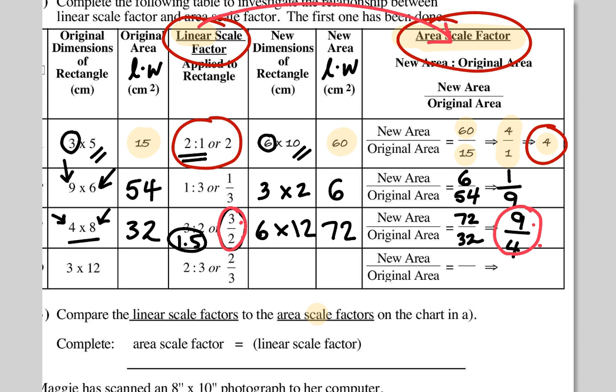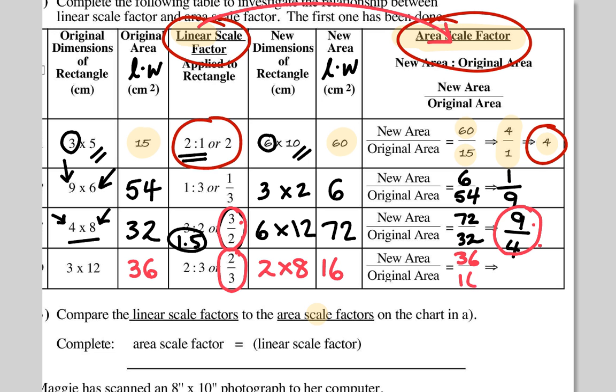3 times 12 is 36. You got to multiply by 2/3. So when you do that, I'll put it on the whiteboard. 3 multiplied by 2/3. That's how you can put it in the calculator. And then the other one would be 12 multiplied by 2/3. What do you get? 2 by 8. 2 times 8 is 16.